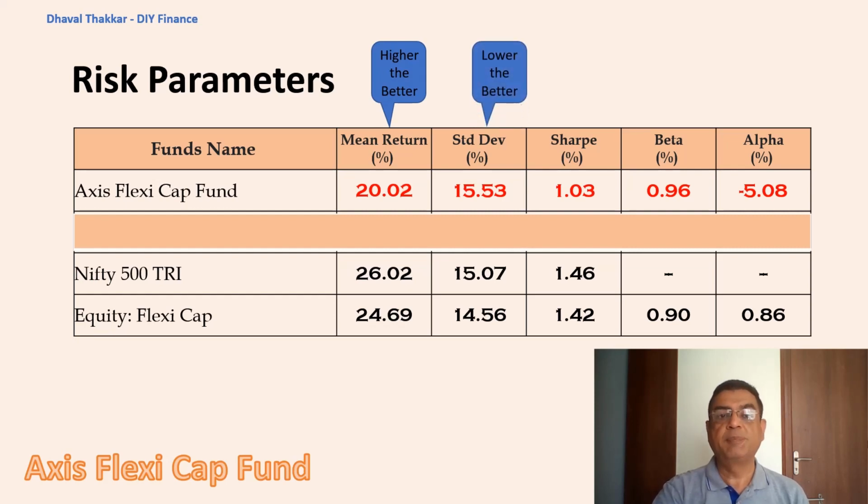Third one, Sharpe ratio. That is a tool to measure the risk-adjusted return, which is 1.03, which is less than both the benchmark index and the category average. Here, the higher the value, the better.